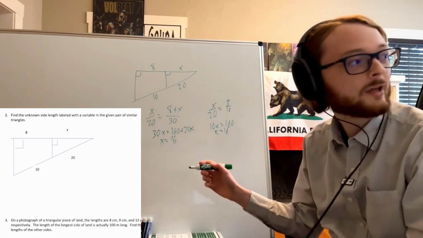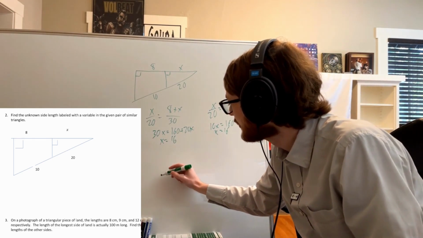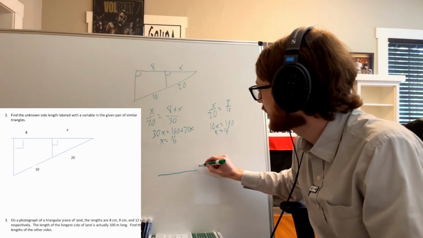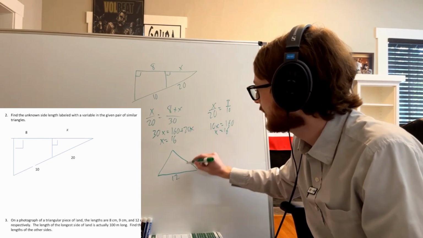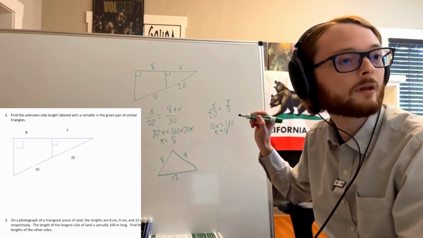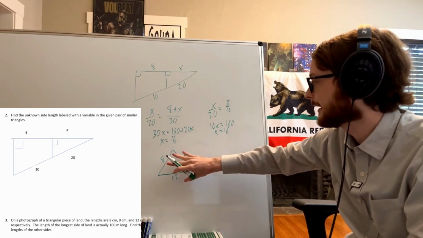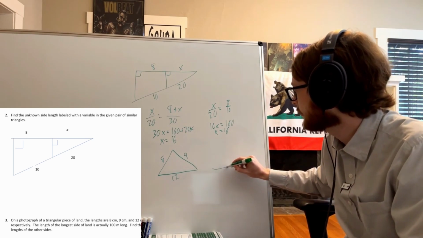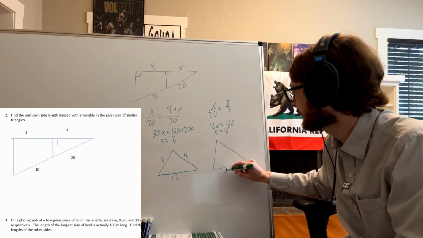So this is like a scaling problem, I guess. Let's draw a lopsided triangle. The longest side is 12, then 9, and 8. And then this is the scale in the photograph. The real land, the longest side is 100 instead of 12.